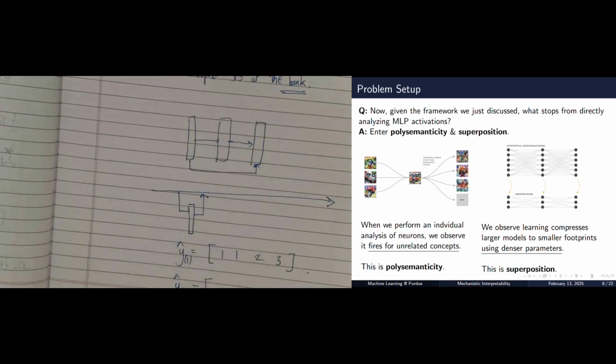So first, polysemanticity is a feature firing for multiple concepts. So I have just one. Exactly, yes. Okay. I have a car and I have an airplane, and it fires for both of them.